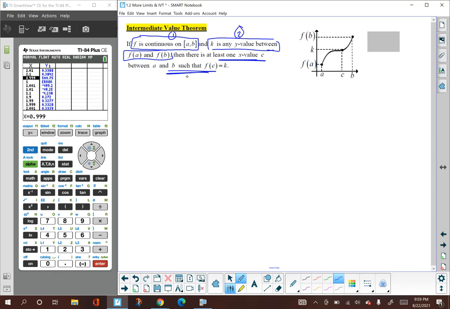So that's our conclusion part. So we have to show number 1 and number 2, and then we can state the conclusion. So let me show you how that works.